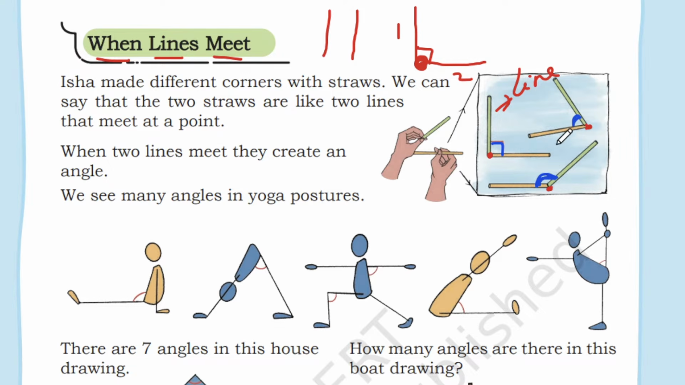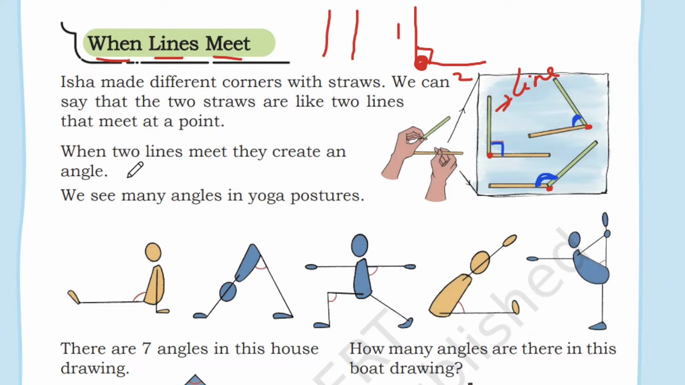We will see different types of angles in our upcoming chapters. We have the right angle, the straight angle, the obtuse angle. Those angles we will see in our upcoming chapters. But here we will see first what an angle is.